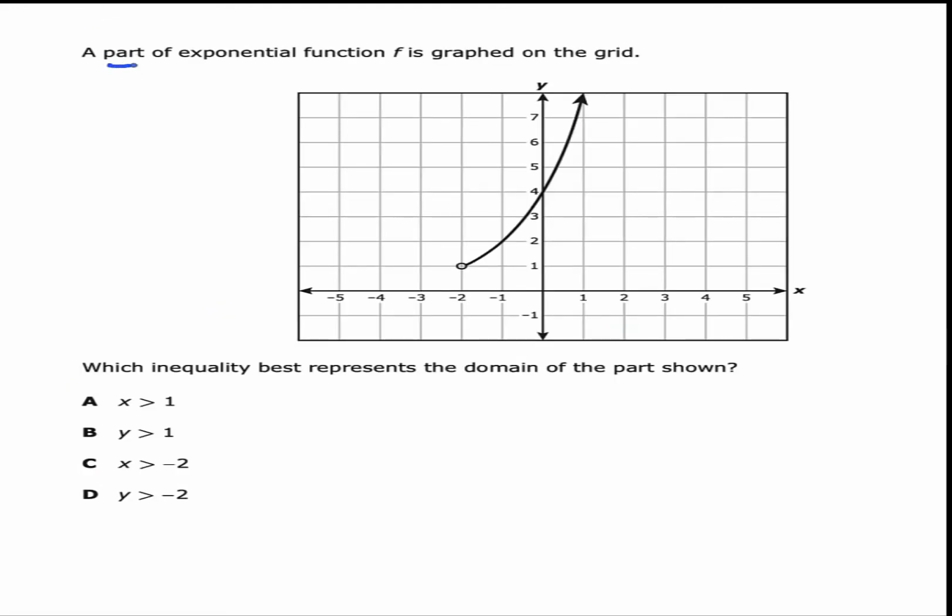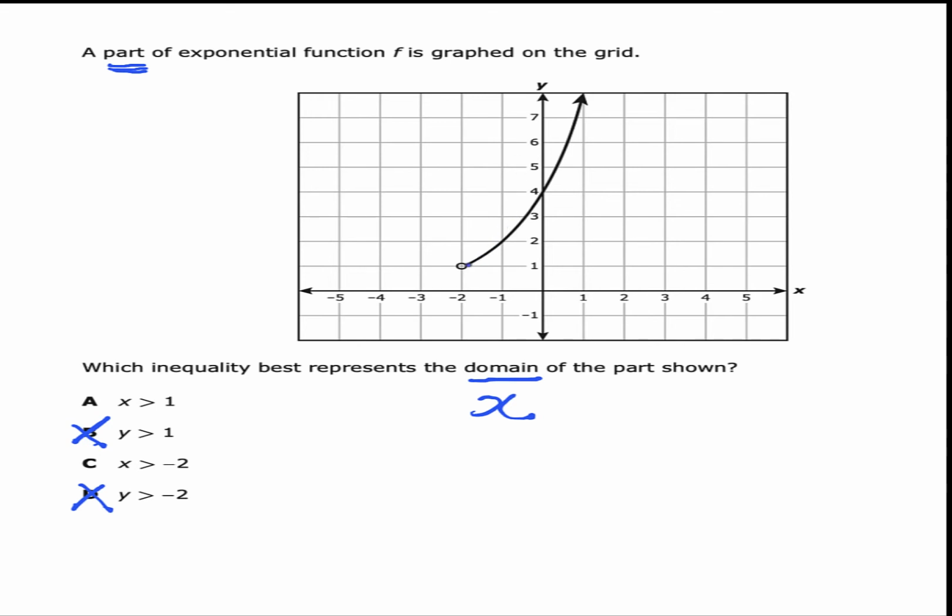Question 3. Now we don't have an actual line, we have part of a line. So it says a part of an exponential function f is graphed on the grid. Which inequality best represents the domain? So again, domain represents x. If you look in your answers, we can eliminate B and we can eliminate D.